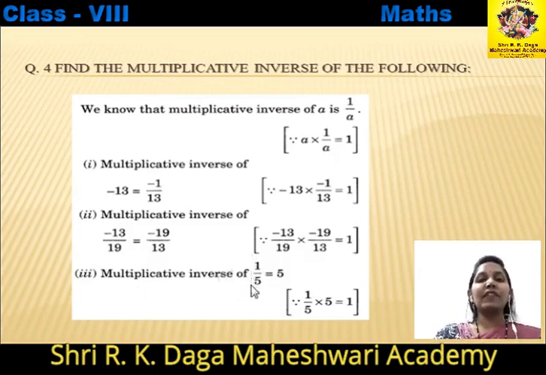Multiplicative inverse of 1 by 5. What will be the multiplicative inverse of 1 by 5? It is 5, because the multiplicative inverse of 1 by a is a. So the multiplicative inverse of 1 by 5 is 5. 1 by 5 into 5, 5 cancels and you get the answer as 1.